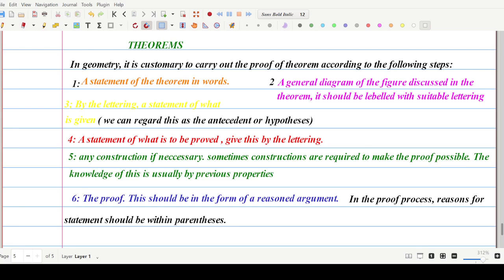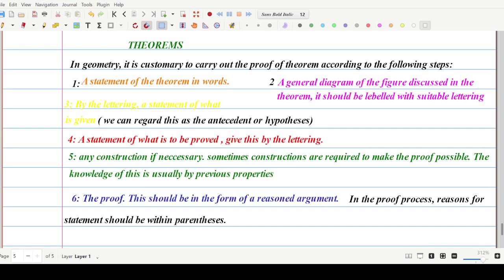All right. But in geometry, there's a tradition, there's a custom in carrying out the proof of a theorem. That is not applicable to other branches of maths. This is only restricted to geometry, and it's restricted to carrying out the proof of theorems, not any other problem, just theorems. Now, what is the tradition or the custom that is applied when carrying out a geometrical theorem? Number one, the following are necessary. Number one, there should be a statement of the theorem in words.